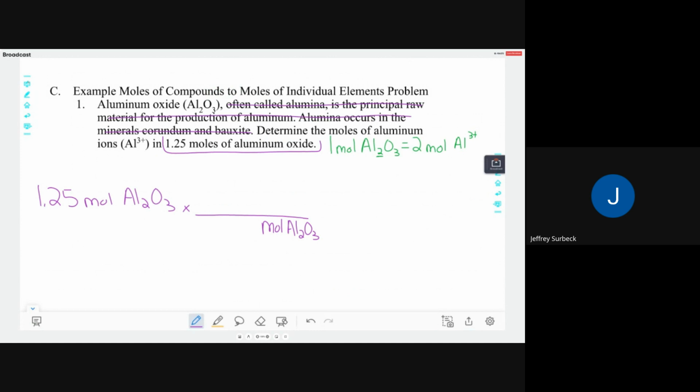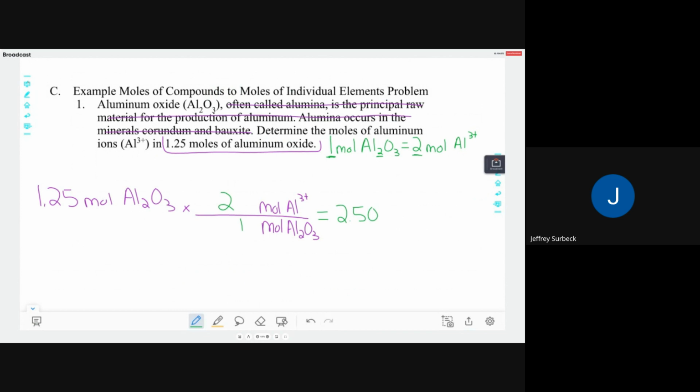Where we want to end up is going to be moles of our Al3 plus. Now, based on what I just wrote in green, on bottom with the entire formula, what number should be associated with that number of moles? 1. And for aluminum, what number should be associated with that? Just 2. Yep. So we'd have 2 moles there, and all we have to do is multiply across. So we would say 1.25 times 2. Now that gets us what number?